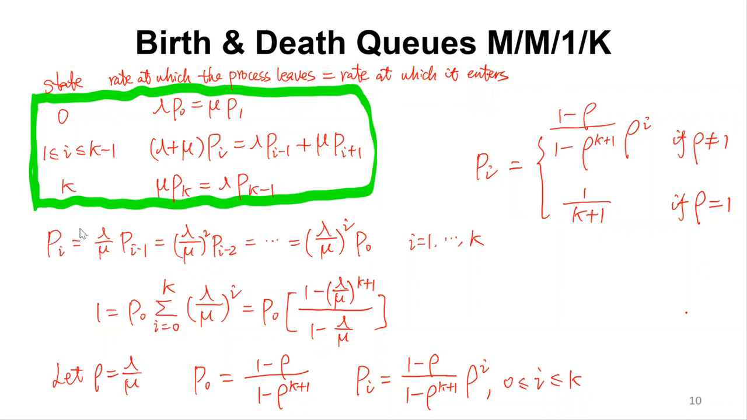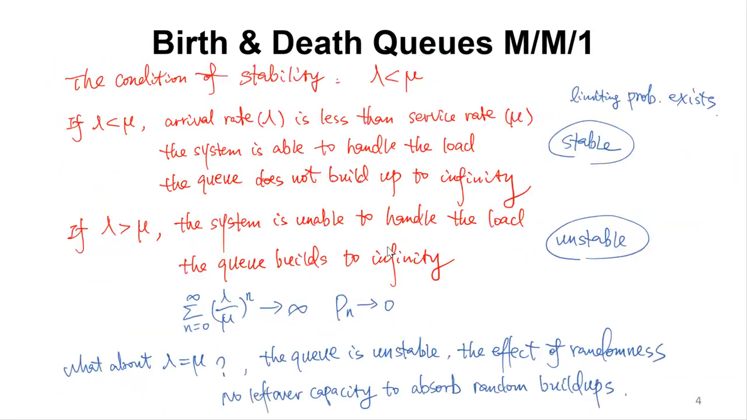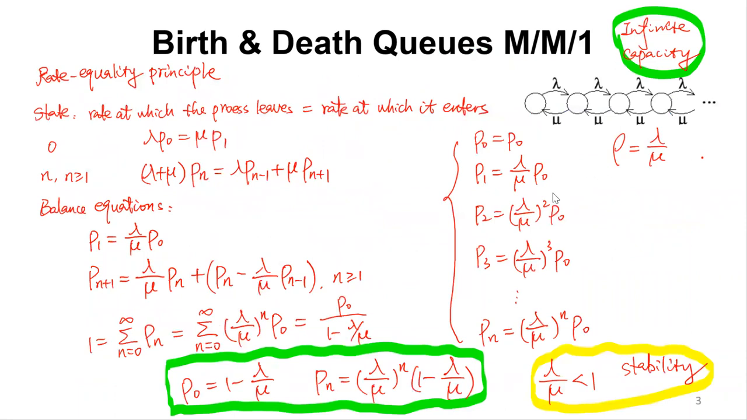So we will be able to get pi equals rho pi minus 1, equals (lambda over mu) squared pi minus 2, up to (lambda over mu)^i p0. So this set of equations is still the same as M/M/1. Let's go to M/M/1. You see here, P1 equals lambda over mu P0, and so on, but this n can go to infinity. But now you add a cap, K.